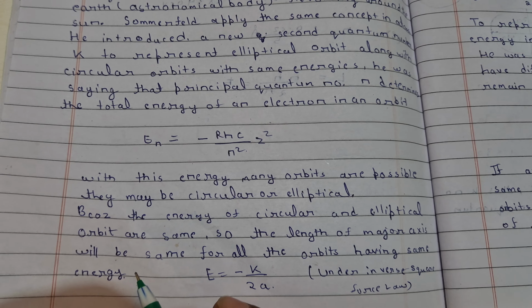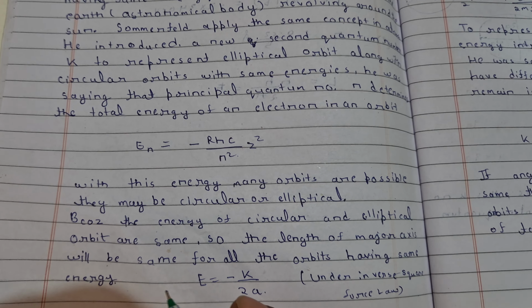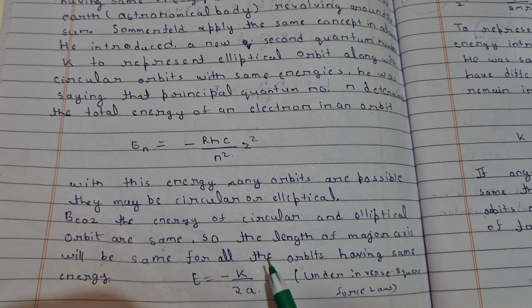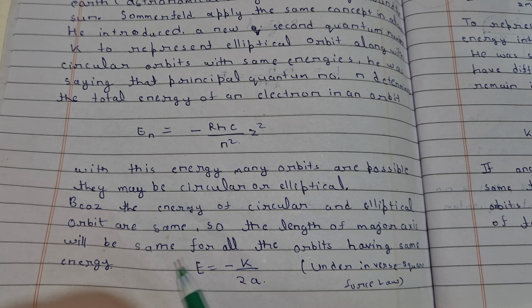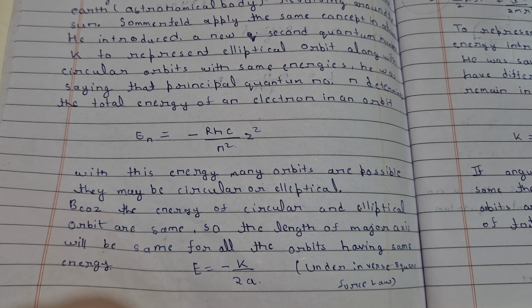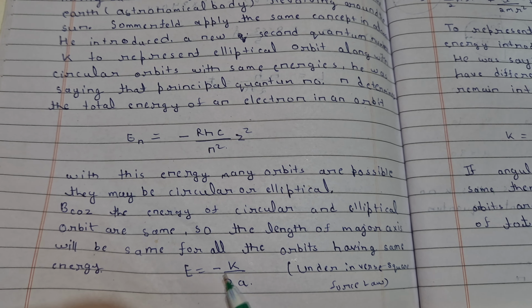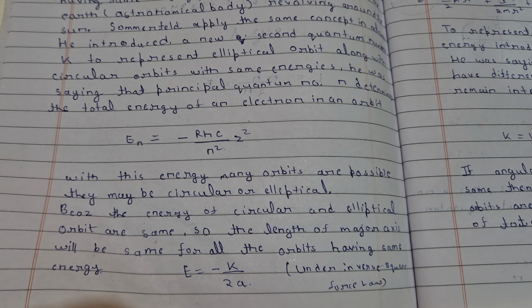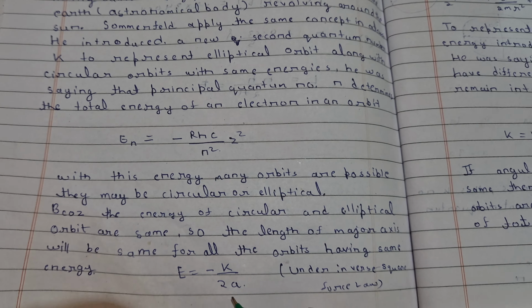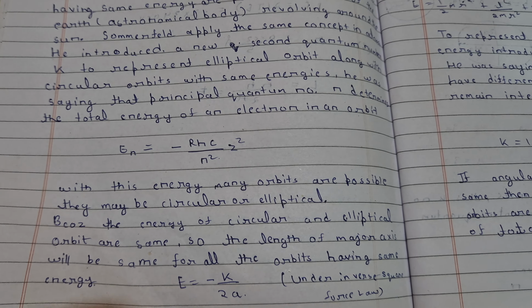The length of the major axis will be the same for all orbits having the same energy. In central forces, we studied in classical physics that the energy of an elliptical orbit is equal to minus k by 2a, where a is the major axis. So for the same energy, this major axis will remain the same for all the orbits. That is the conclusion here.